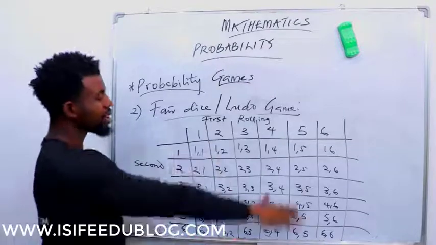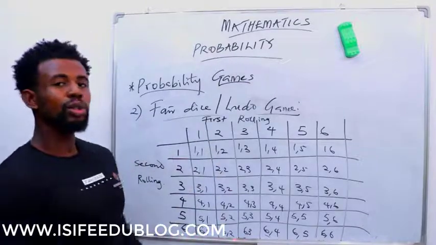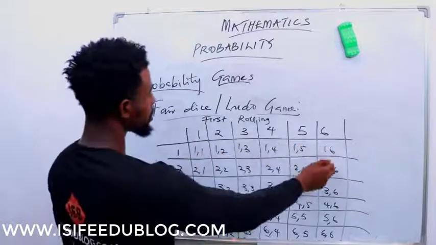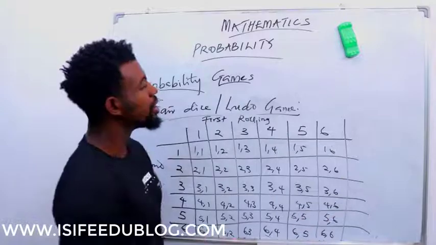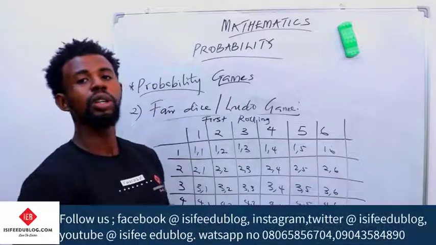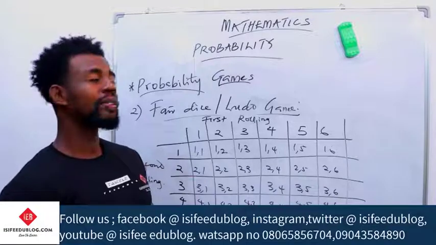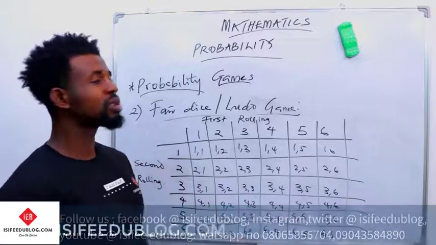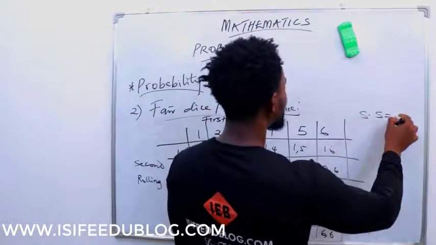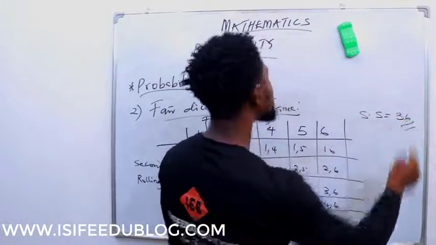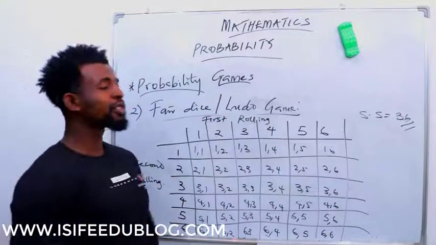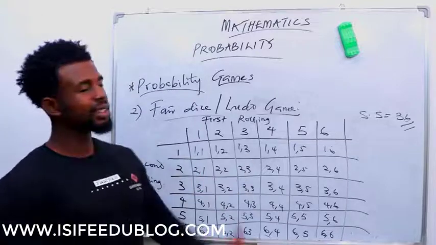Now in this scenario, what is our total number of possible outcomes? We have 1, 2, 3, 4, 5, 6 and 1, 2, 3, 4, 5, 6. So whenever you have a dice being rolled twice, or two dice being rolled simultaneously, our sample space, our total number of possible occurrences, is always 36.